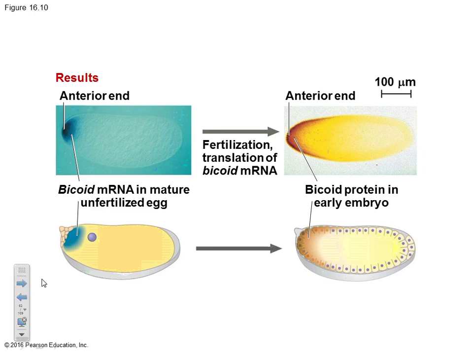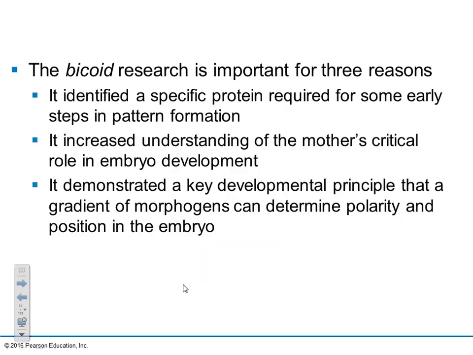So you take that mRNA, you put it on one end, that's going to make the head. This is before, this is after, ends up being the end with the head on it. Yep. So protein helps determine pattern. It also shows that there's more controlling factors in the egg than we were aware of originally.